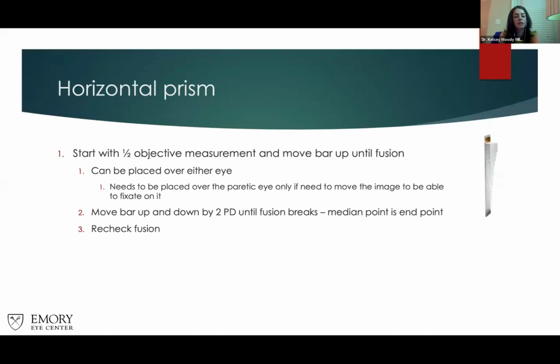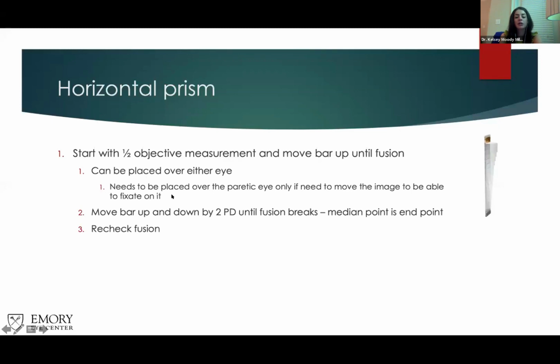So for horizontal prism, I typically start with about half of their objective measurement, and then we're going to move the bar up until we get fusion. The prism can be placed over either eye. So let's say, for example, I measure 16 prism diopters. I typically start with an 8, and I present a horizontal line for the patient and see if they have fusion or if they're still diplopic. Like I said, it can be placed over either eye.